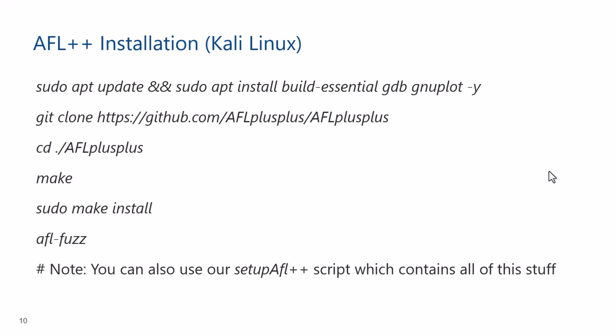AFL installation is really simple. All you got to do is, what I recommend, just doing an update. We're in Kali Linux for this, as you know, and you want to install build-essential, GDB, gnuplot, right? And I have a script down here, setup AFL++. It does all of that. Then you're going to clone it, and then you'll cd into the clone directory, which is AFL++, all words this time, run make, and then do a sudo make install, and just run afl-fuzz, and then you'll see the output, the usage message. That means you're ready to go.